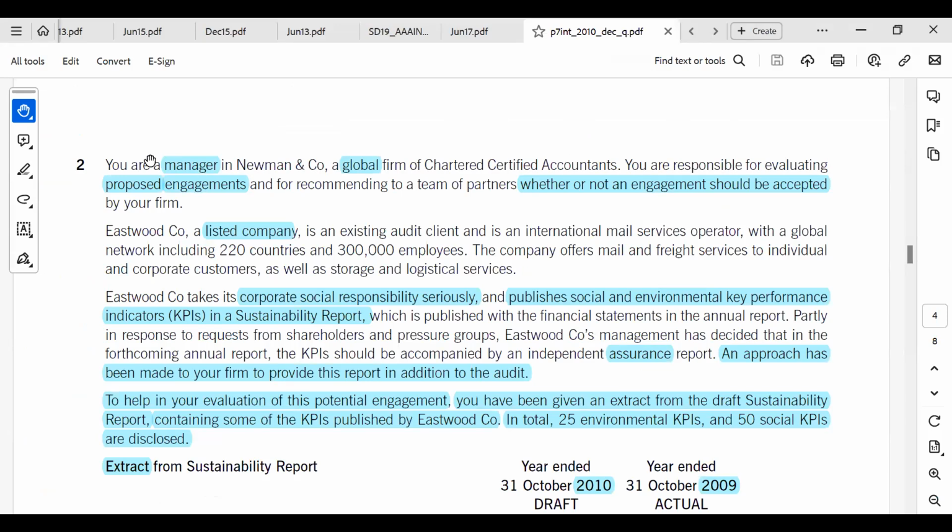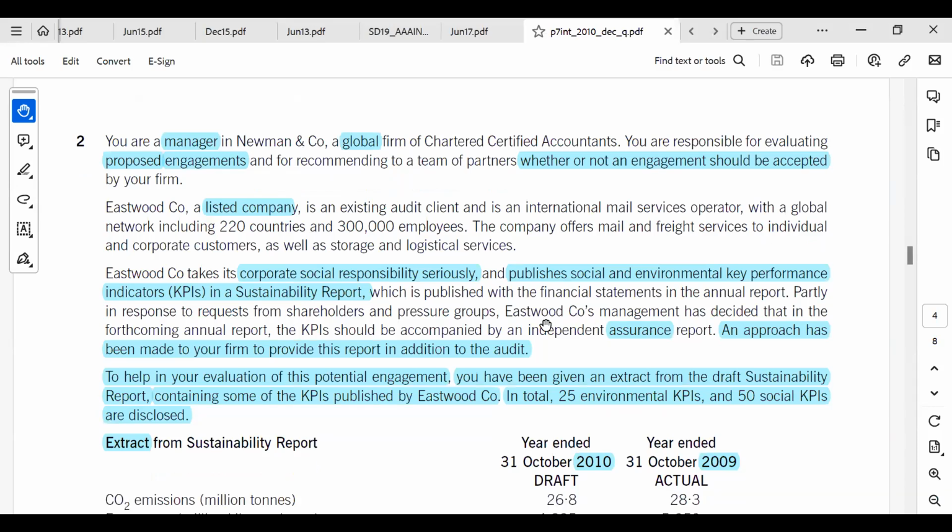This is by the name of: you are a manager in Newman Company, a global firm of chartered accountants. You are responsible for evaluating the proposed engagements and recommending to the team of partners whether or not an engagement should be accepted by your firm. Eastwood is a listed company. Eastwood takes, this question is about here, see this.